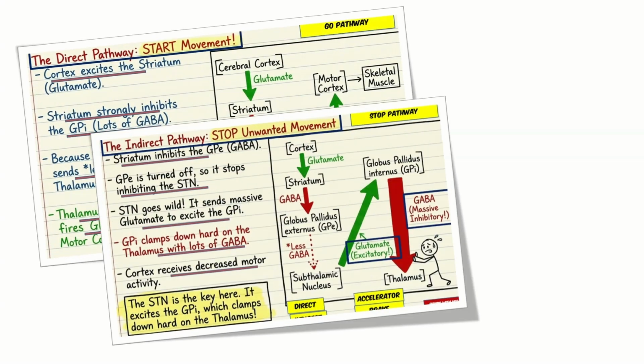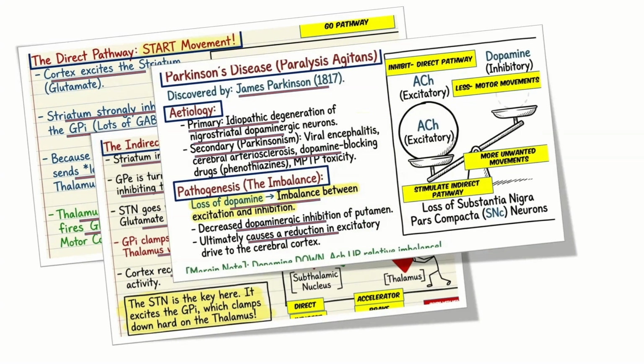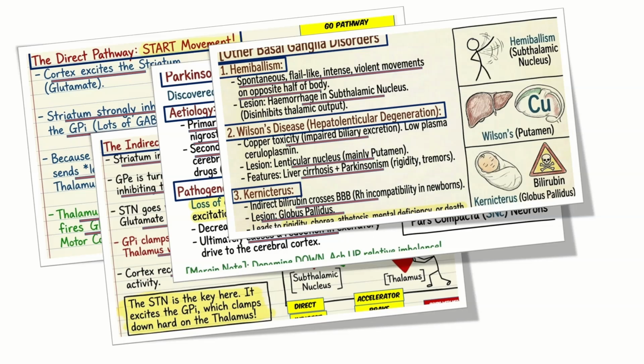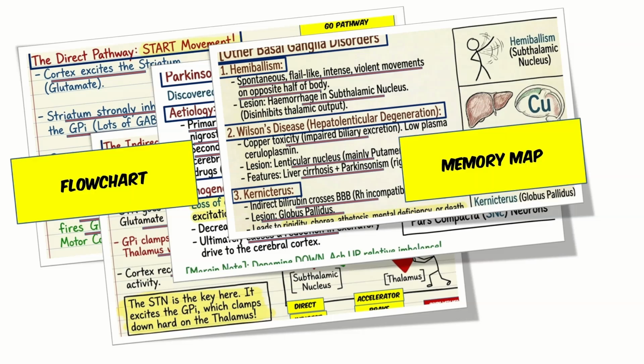Direct pathway, indirect pathway, Parkinson disease, and other hyperkinetic disorders. Do all these names get mixed up just before your MBBS exam? Don't worry. In the next 3 to 5 minutes, I will help you remember the entire basal ganglia chapter using one simple flow chart and one memory map and a few powerful tricks that you will never forget.